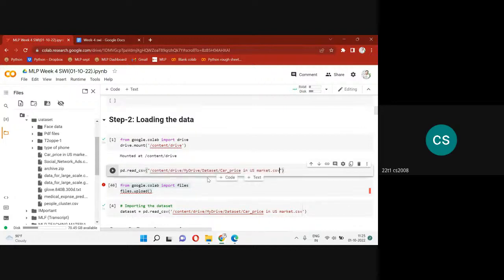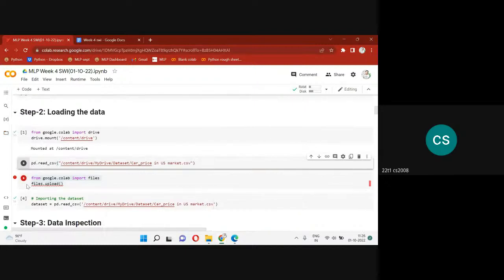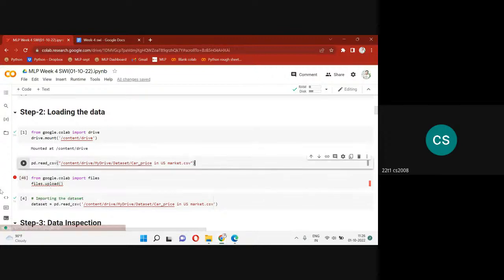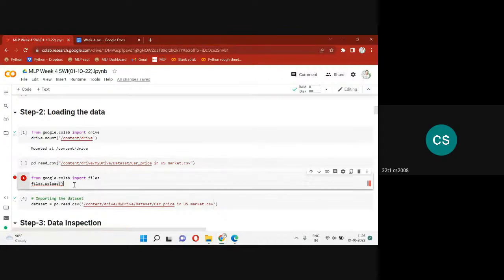You can directly copy this link. From here also you can do that, if it is saved in your drive. Otherwise, if it is saved on your local hard disk, in that case you can do it like this. I mean, if it is on your laptop, then you can use this code. It will work, and this is the alternate way.